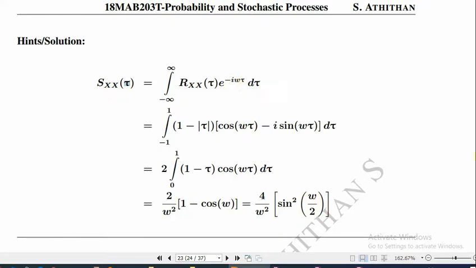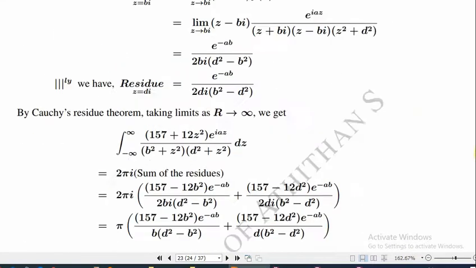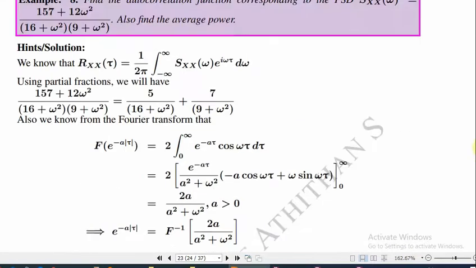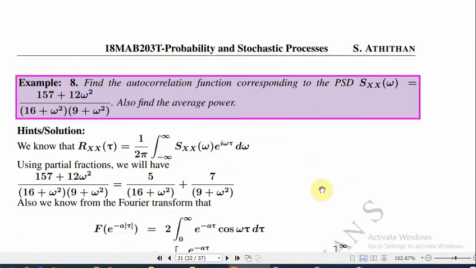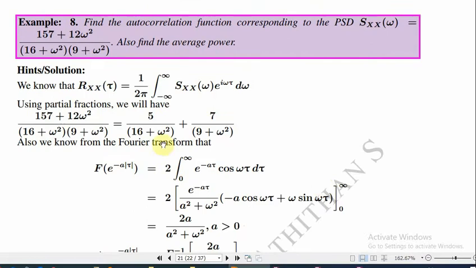In the next problem, we will see how to find the Fourier inverse transform. Here Sxx of omega is given and you need to find Rxx of tau. That means applying the Fourier inverse transform. First, this function is a rational function, and you can't directly integrate a rational function. So we use partial fractions, and the partial fraction leads to this form.